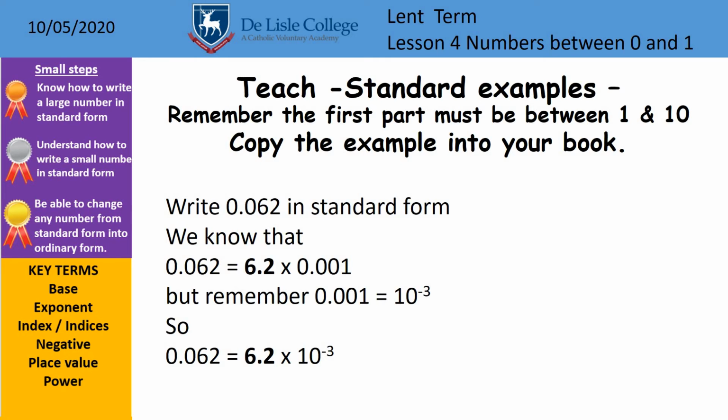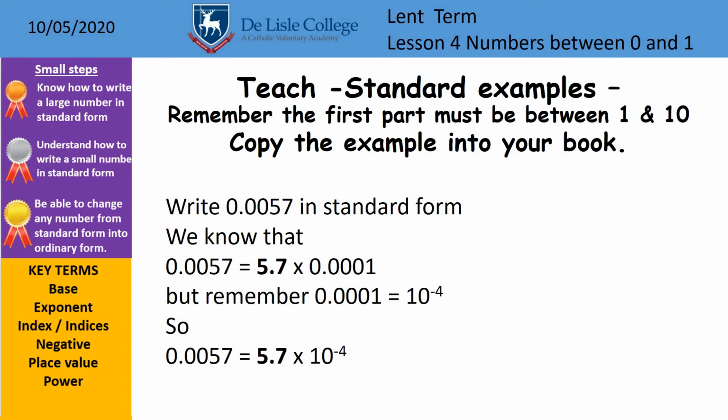Okay, now when we're doing standard form, remember, the first part must always be between 1 and 10. So if we're challenged to write 0.062 in standard form, we can't go putting 62 times something. Instead, we know 0.062 is 6.2 times 0.001. But 0.001 is 10 to the power of minus 3. So 0.062, correctly written in standard form, is equal to 6.2 times 10 to the power of minus 3.